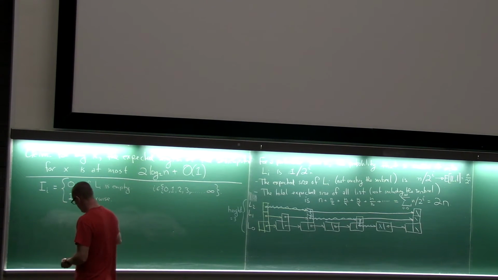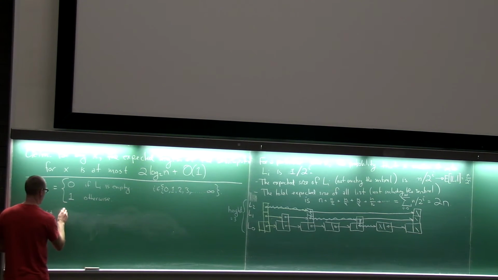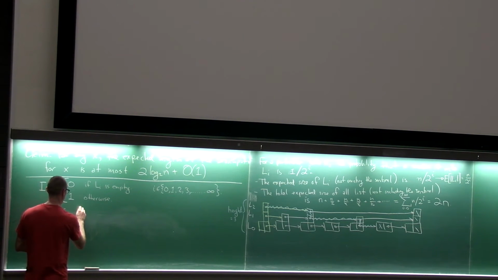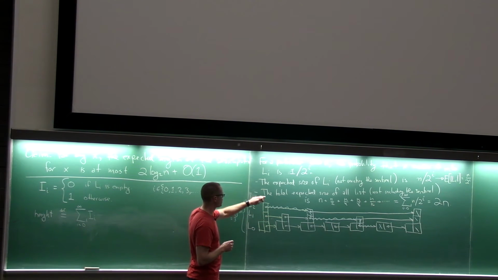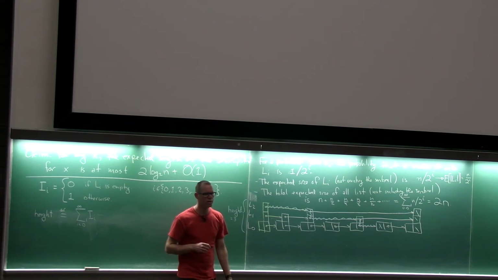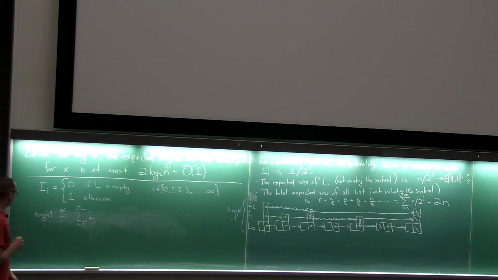So the thing that we're trying to study is the height, which we'll define as the sum, i equals 0 to infinity, of I sub i. And these I sub i's are 1, 1, 1, 0, 0, 0, 0, 0 forever. So when we take the sum, we just get 3 in that case.